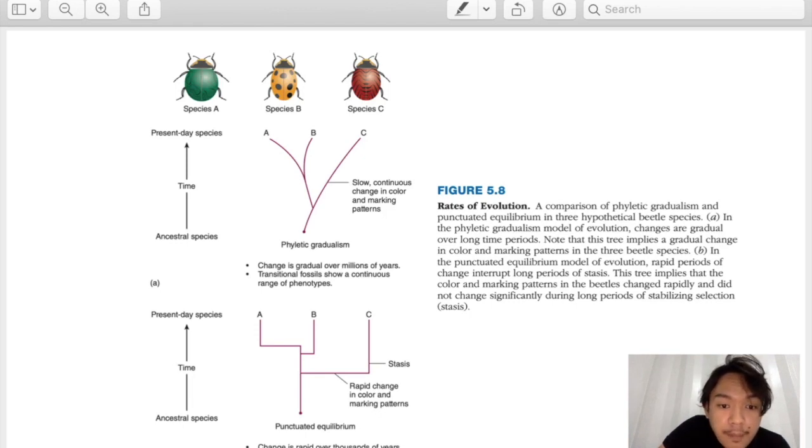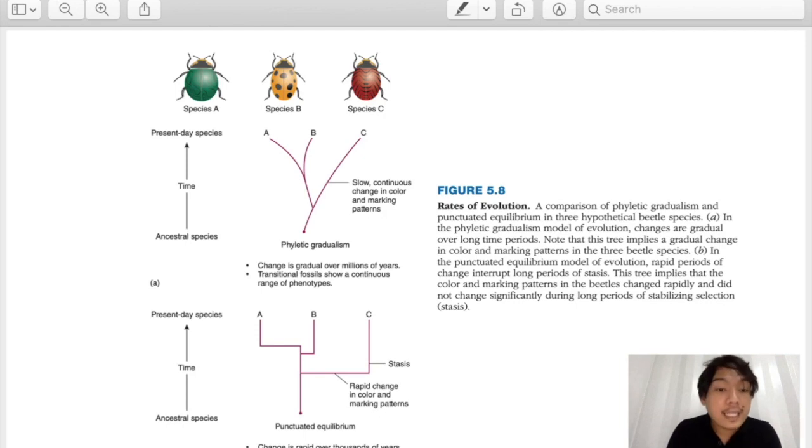Letter B, in the punctuated equilibrium model of evolution, rapid periods of change interrupt long periods of stasis. The tree implies that the color and marking patterns of these beetles changed rapidly and did not change significantly during long periods of stabilizing selection or stasis. So, letter A is the phyletic gradualism, letter B is punctuated equilibrium. For the green one, I explained earlier, species A, ancestral from time to present day species.